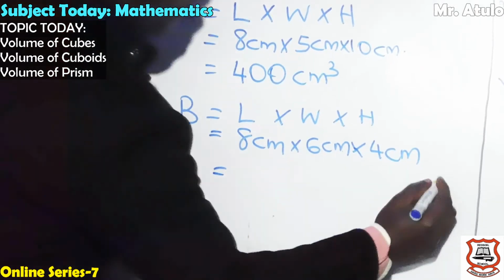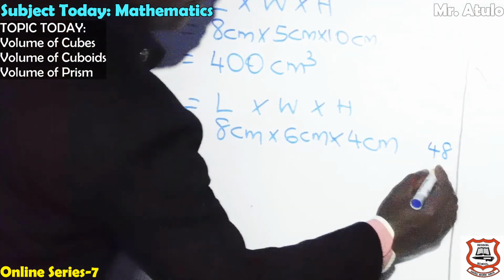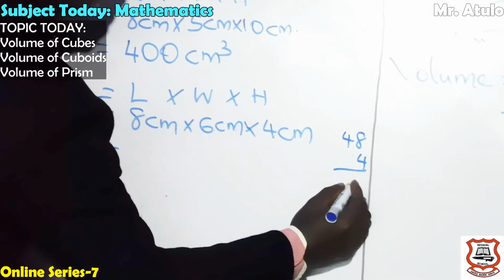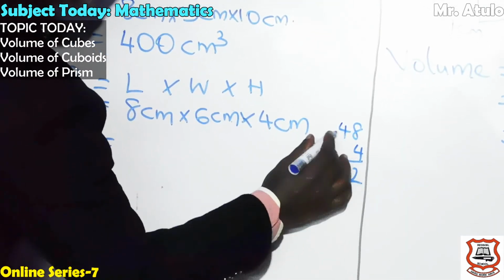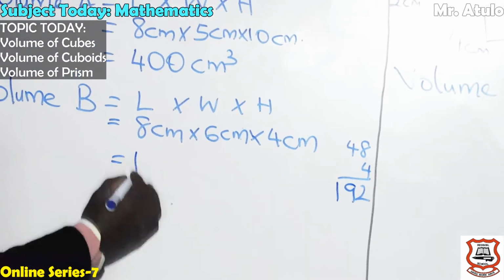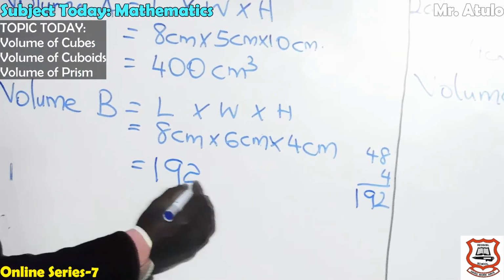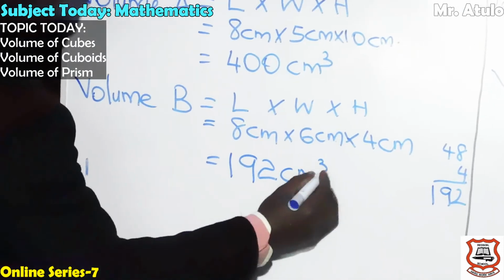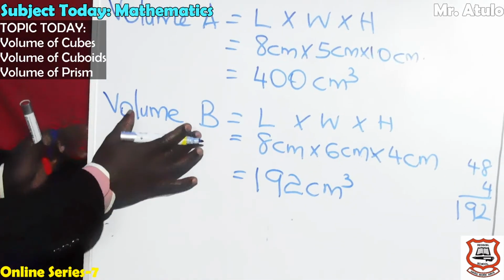48 times 4, you could work it on a rough paper somewhere, times 4, this gives you 32. 16 plus 3 is going to be 19. So this is 192 centimeters cubed. That is for volume B.